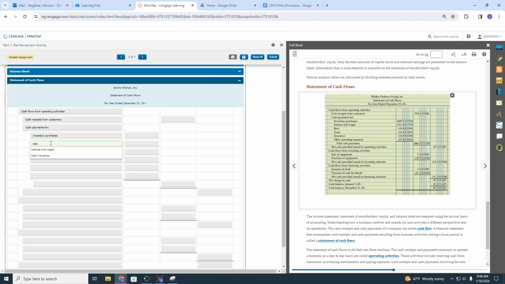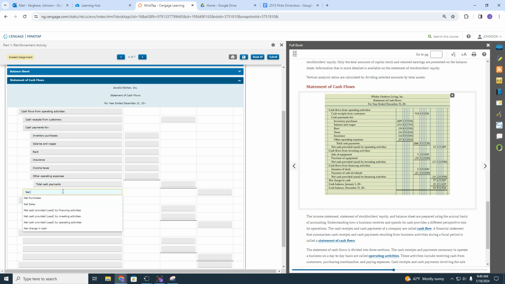I'll have salaries and wages, rent. Income taxes, no, not yet, because that's going to be different. So insurance, then I'll put income taxes and other operating expenses. And I'll have my total cash payments. And then I'll do my net cash provided by operating activities.